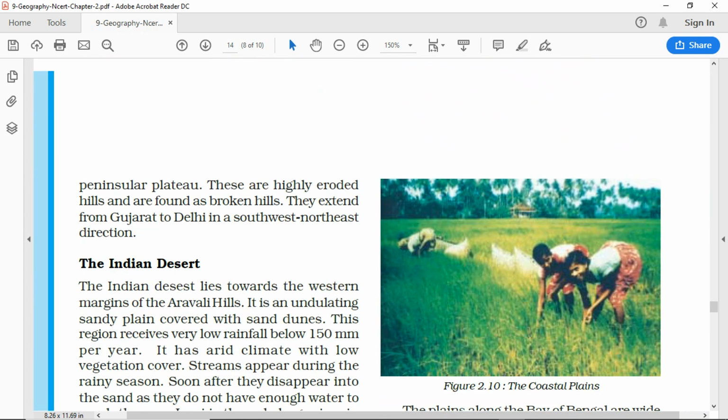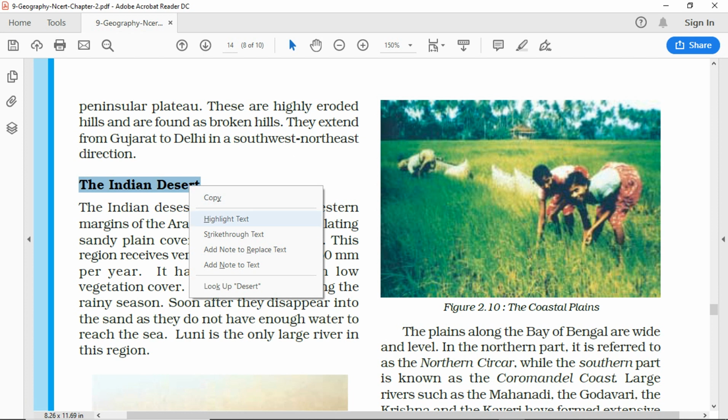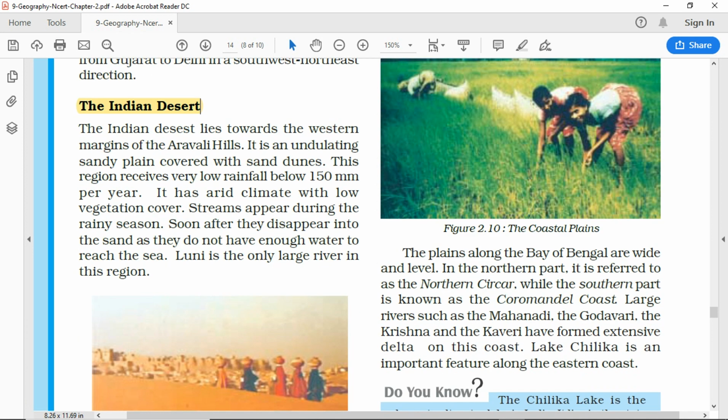These are highly eroded hills and are found as broken hills. They extend from Gujarat to Delhi in a southwest-northeast direction. The Indian Desert. The Indian Desert lies towards the western margins of the Aravalli Hills.